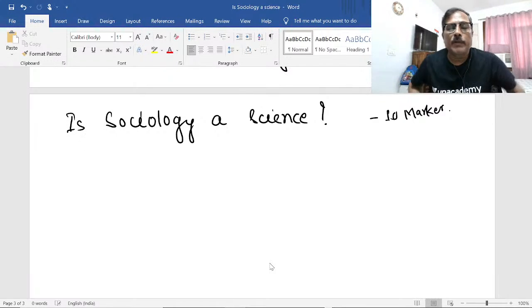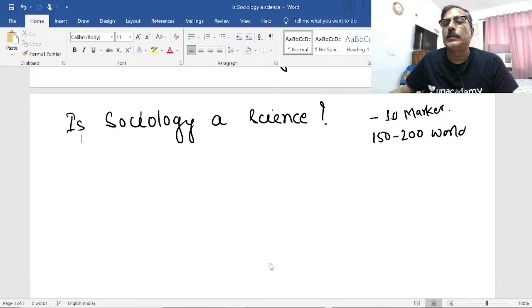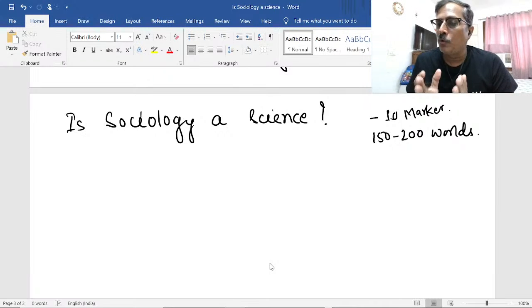And one of the biggest problems with writing short notes, or the answer to a 10 marker question, is that we have to write in around 150 to 200 words. Majority of the students face a peculiar difficulty: sir, we have so much information and we have to put it into hardly 150 to 200 words. We don't have time also in the examination hall. So how to do it? We'll learn about all these things, how we'll do it.